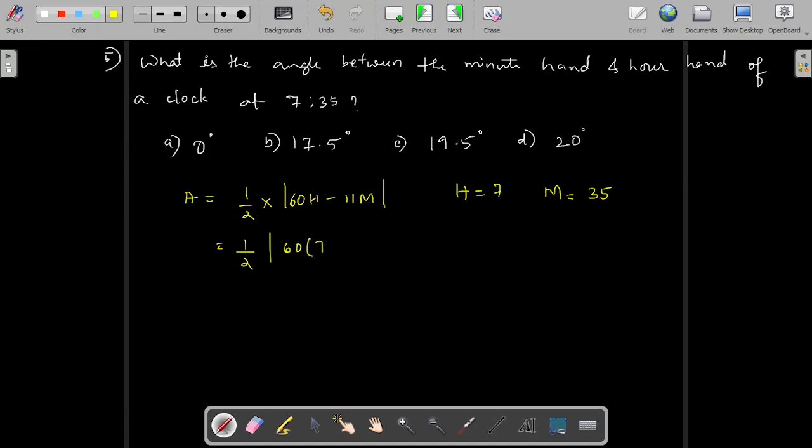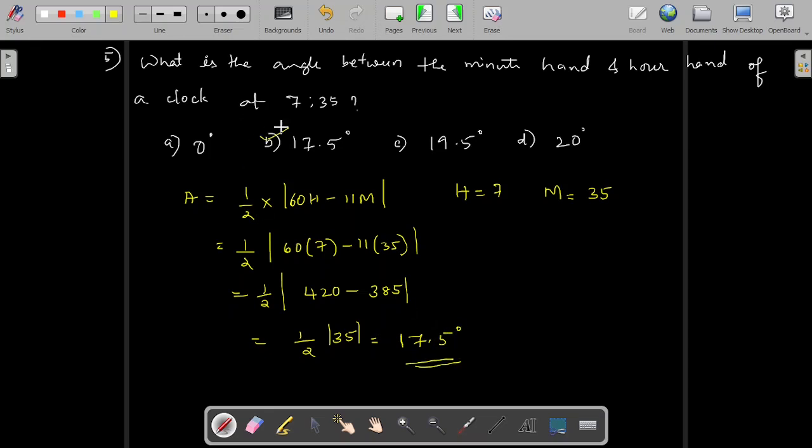60 into 7 minus 11 into 35. So which is equal to 1 by 2 into modulus of 420 minus this value, it is 385. So that gives you, simplify this, 1 by 2 into modulus of 35, which is equal to 17.5 degrees. Therefore, second option is the answer. You have to remember this formula. This formula gives you the angle between the minute hand and hour hand of a clock when time is given in h hours and m minutes.